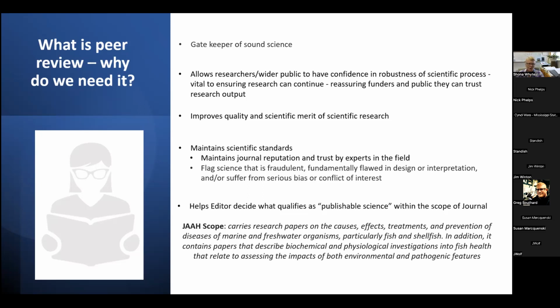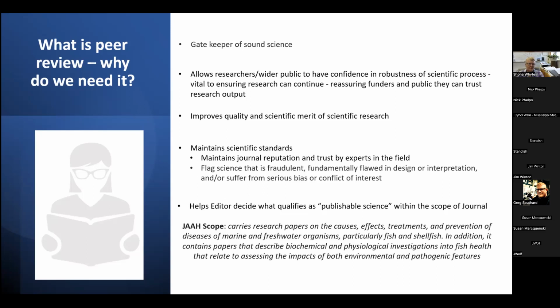And that's really important when we consider that we want to have funders, and funding is oftentimes public funding agencies. And we want them to know that there's rigor in assessing the science and that they can put their trust in the research output. So in that sense, we're improving the quality and the scientific merit of scientific research. So this is an established process that's well received and known throughout scientific communities worldwide.